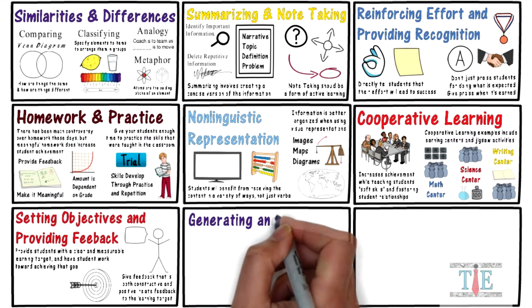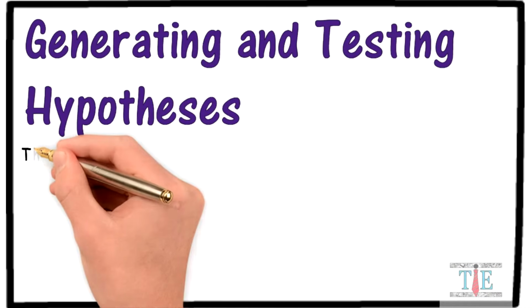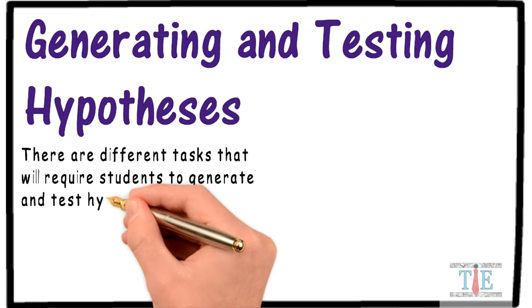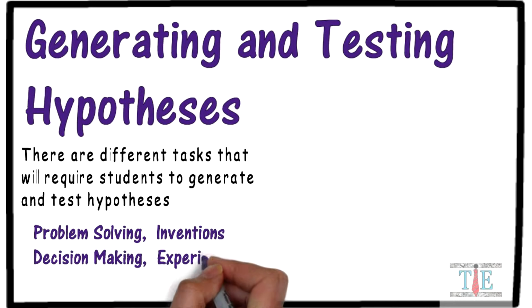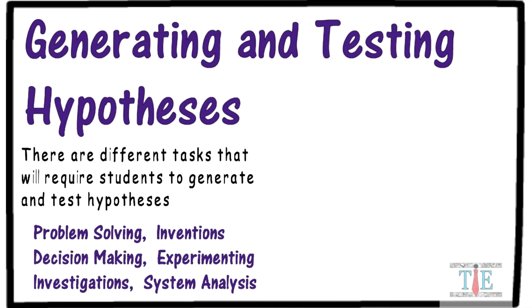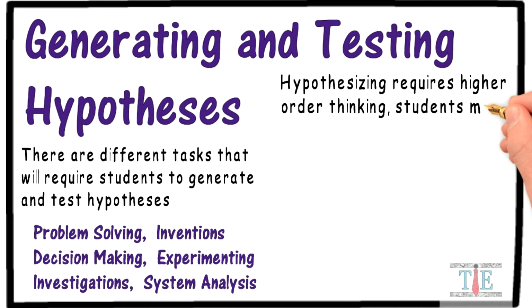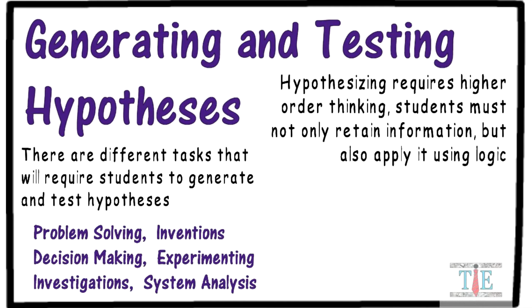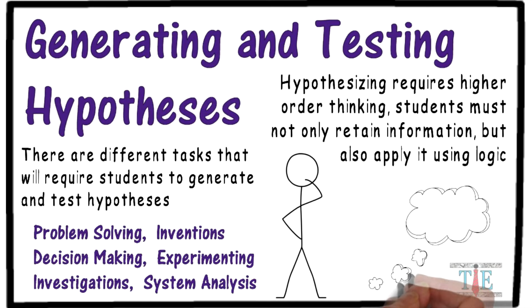Next up, generating and testing hypotheses. There are different tasks that will require students to generate and test hypotheses. Some examples of lesson tasks include problem solving, inventions, decision making, experimenting, investigations, and system analysis. Hypothesizing requires high order thinking. Students must not only retain information, but must also apply that information using logic. Don't just give students solutions. Ask them to make predictions and deductions as to what may happen next.